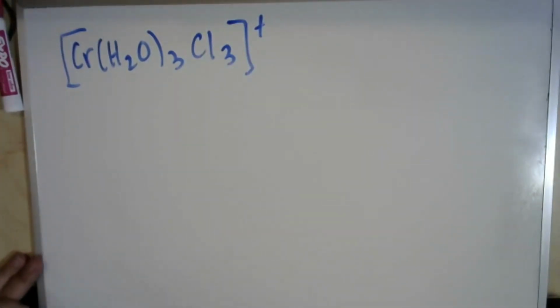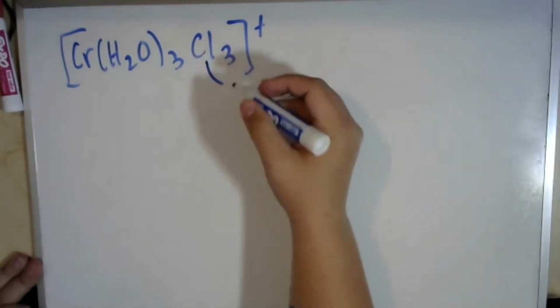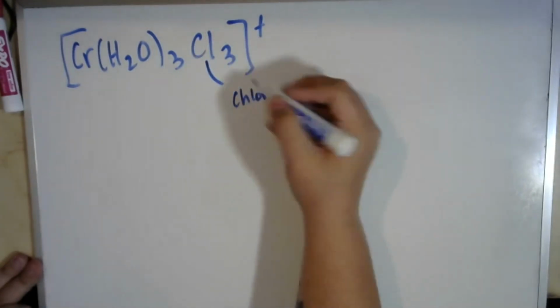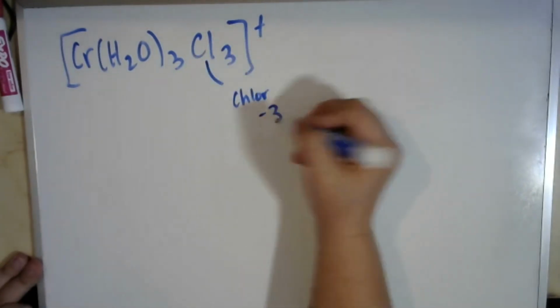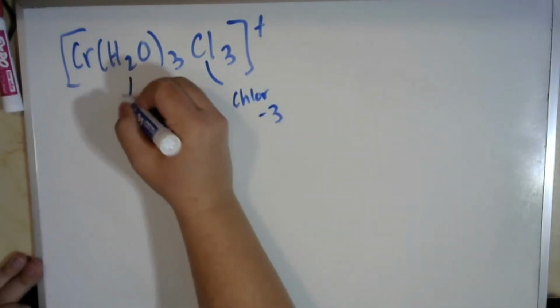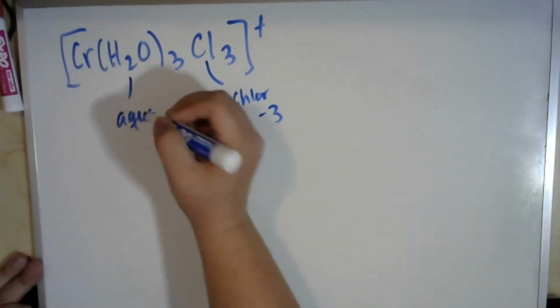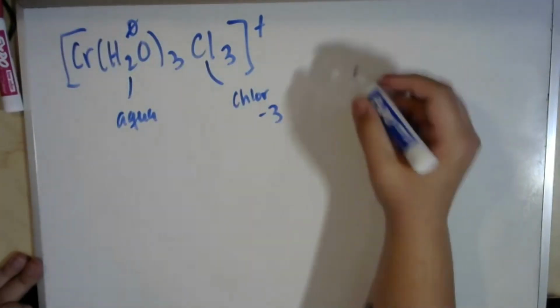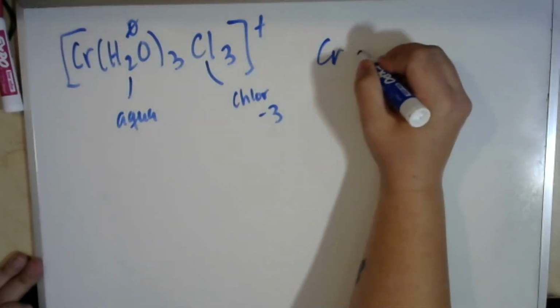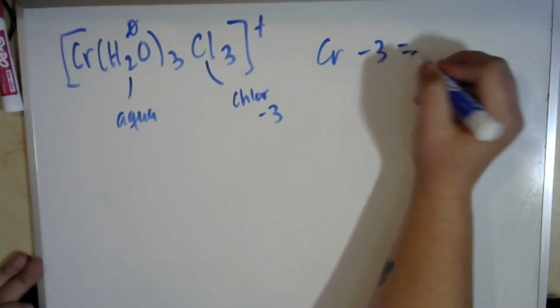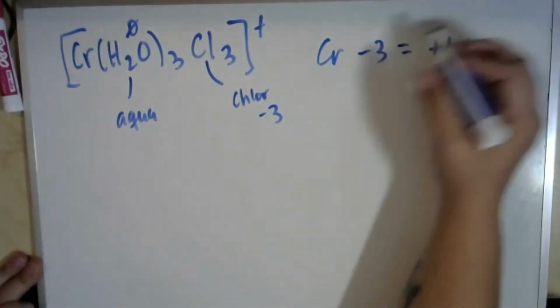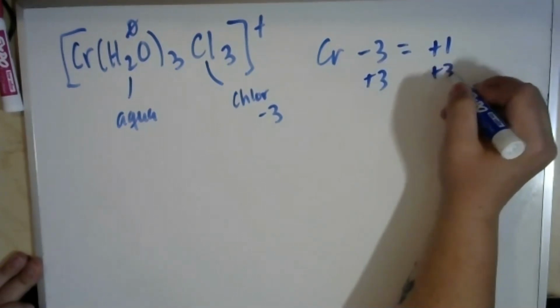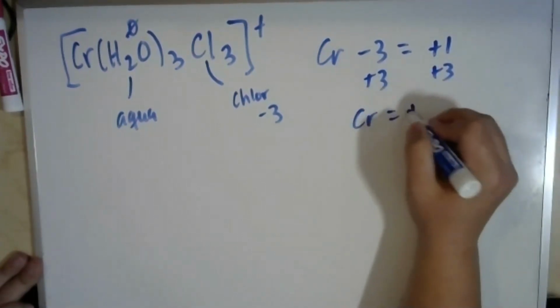Okay. I'm going to name this again real quick because I think it's a very good idea to be practicing this. We have 3 chlorines. That's going to be a -3 charge. We have 3 waters. That's going to have a 0 charge. Chromium -3 has to equal +1. So our chromium is going to be +4 here.